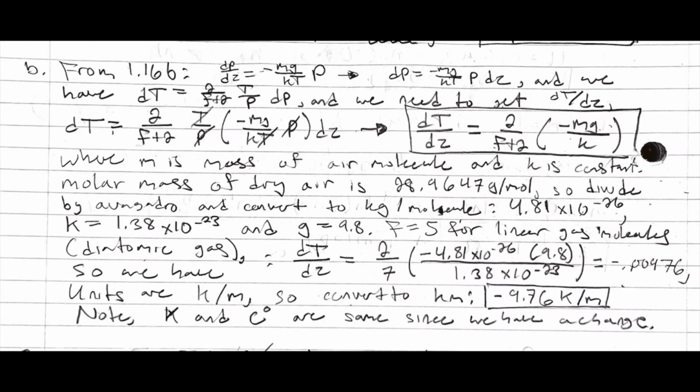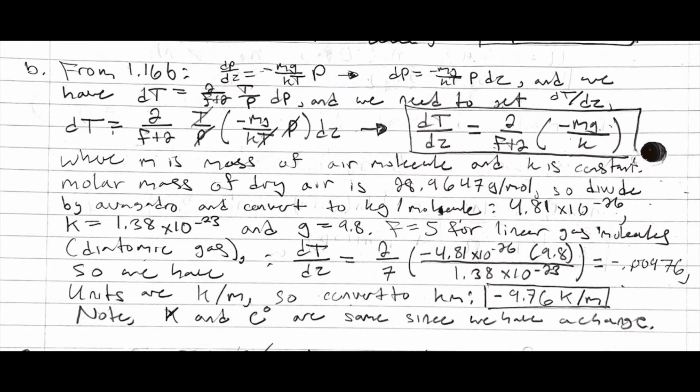So for part B, the goal is to show that the change in temperature as we increase the height is a constant, around 10 degrees per kilometer in Celsius. And it gives a hint to use the result of problem 1.16b to find the formula for dT/dz, which will be the answer. So 1.16b shows the change in pressure with respect to height as a function of the pressure, so that's a differential equation.